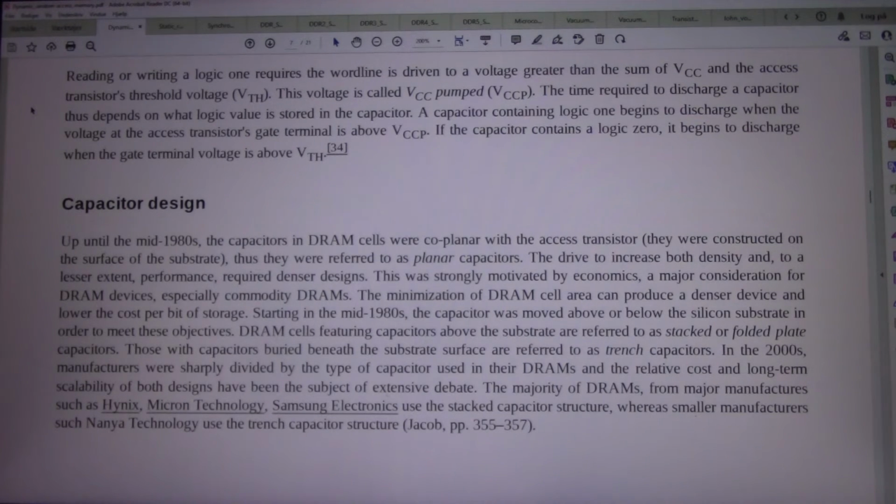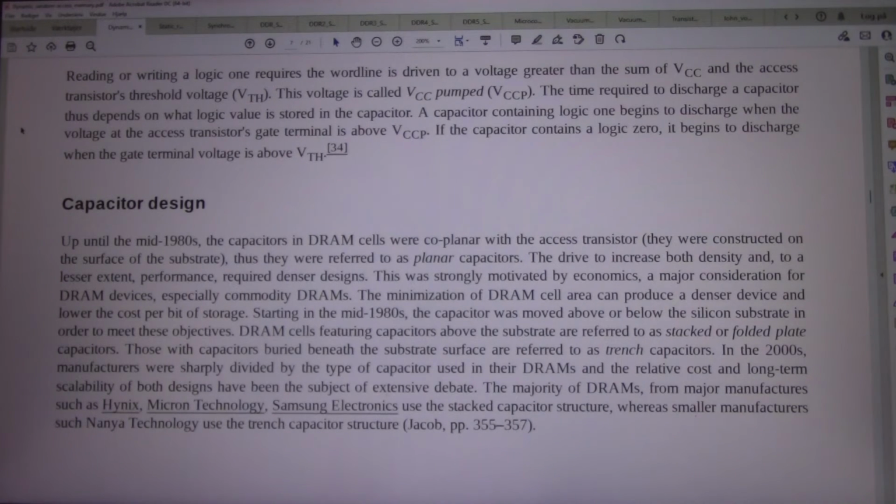The time required to discharge a capacitor thus depends on what logic value is stored in the capacitor. A capacitor containing logic 1 begins to discharge when the voltage at the access transistor's gate terminal is above VCCP. If the capacitor contains a logic 0, it begins to discharge when the gate terminal voltage is above VTH.